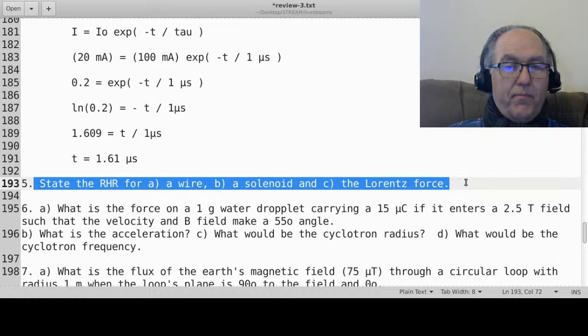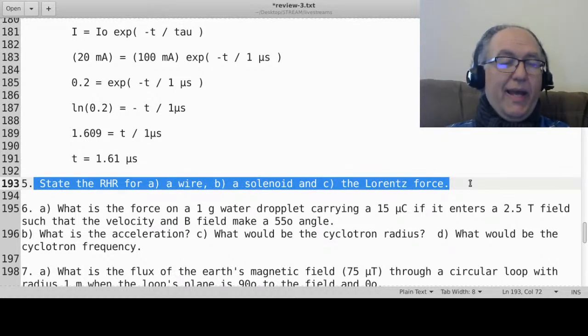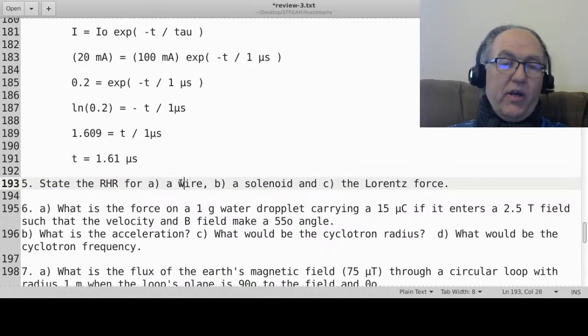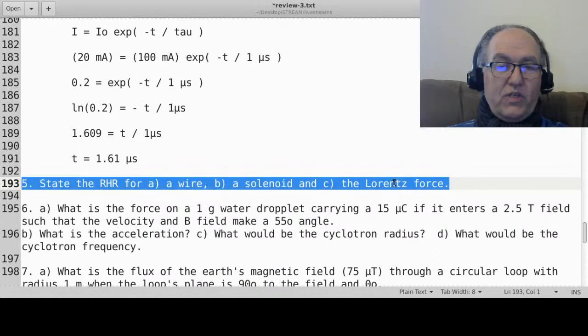All right. So now we're getting into magnetism. State the right-hand rule for a wire. I guess I should have said a wire carrying a current, a solenoid, and the Lorentz force.